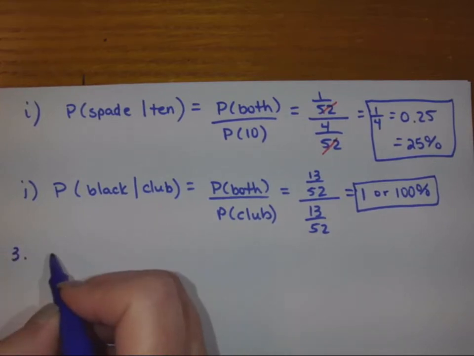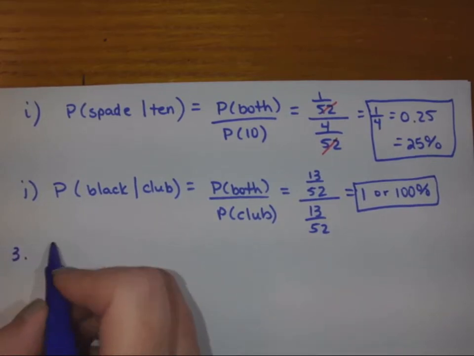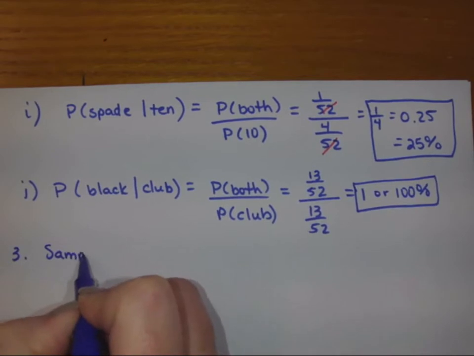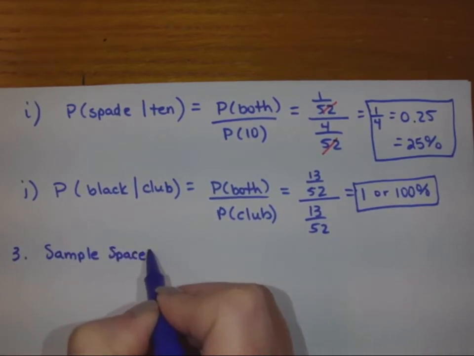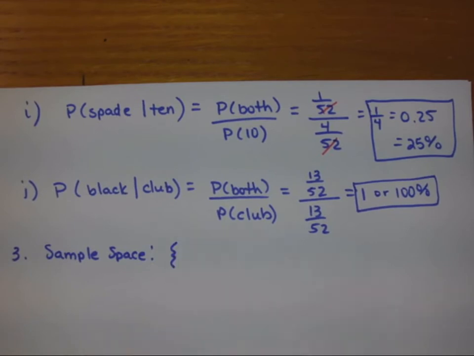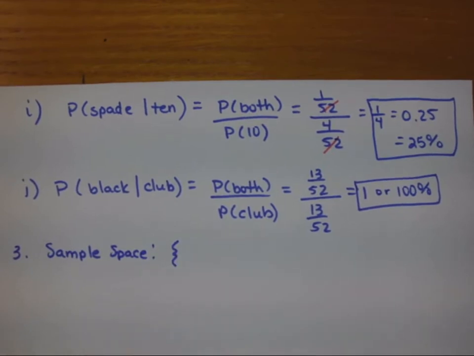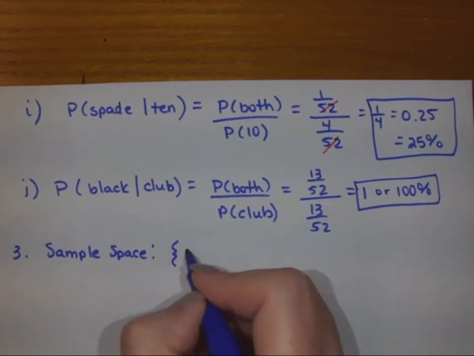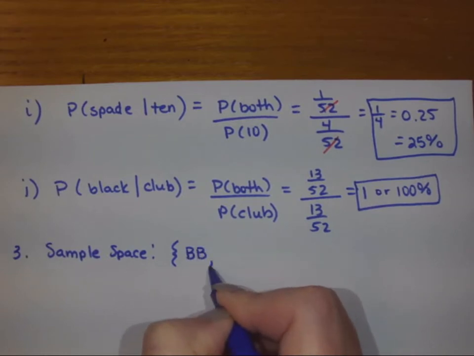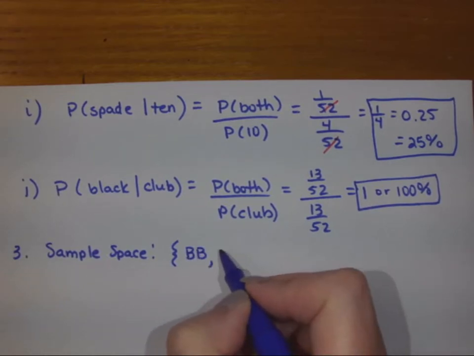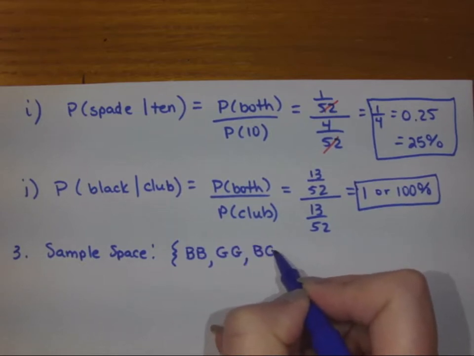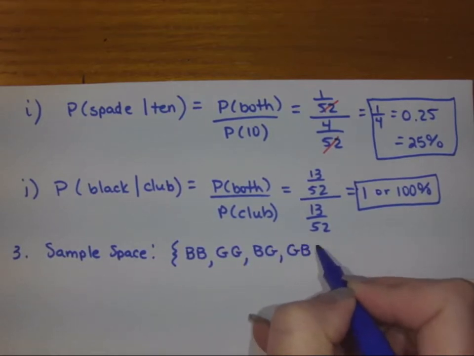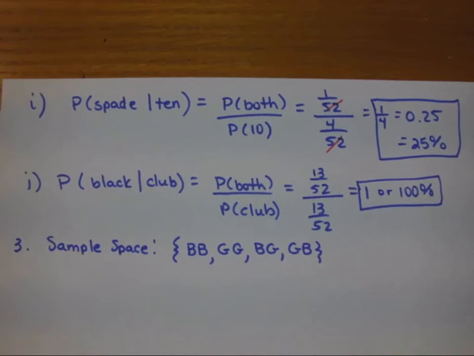Okay, so let's look at number 3. A sample space for the sex of 2 kids. Sample spaces have curly braces, and then you just list all the possibilities. So the possibilities for the babies would be boy, boy, possibly girl, girl, right? You could have a boy followed by a girl or a girl followed by a boy. Okay, so notice there's 4 chances, or 4 choices, I should say.